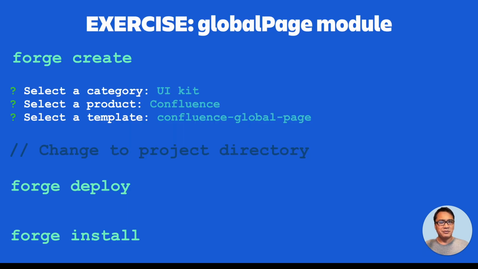So you ready to try it out for yourself? We're going to create this from scratch with just a few commands in the Forge CLI. We'll be using Forge Create and selecting these values, UIKit, Confluence, the Confluence global page. Then we'll be deploying the app. And then finally, we'll install the app on our test instance and see it in action. Let me hop over to my terminal and browser window, and you can follow along on your machine too.